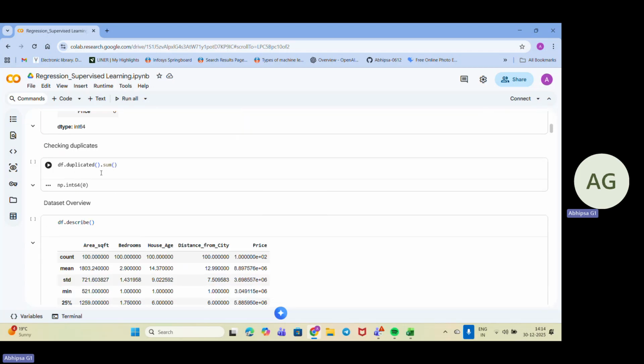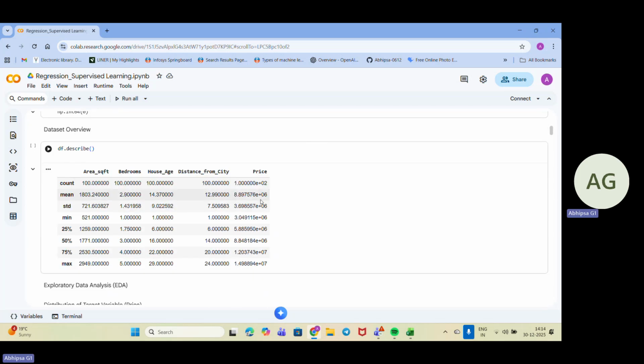Next, we have checked for duplicate values, and we have not got any duplicate values. Now we have checked the description, so it has given me the description of the data set. What is the count? What is the mean? What is the standard deviation? What is the Q1, quartile one, that is 25% of the data, then 50% of the data, 75% of the data, and the max.